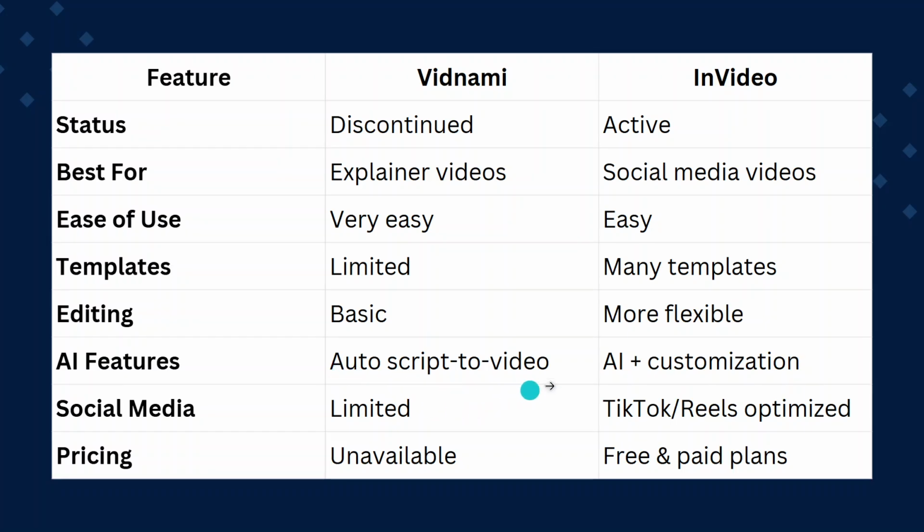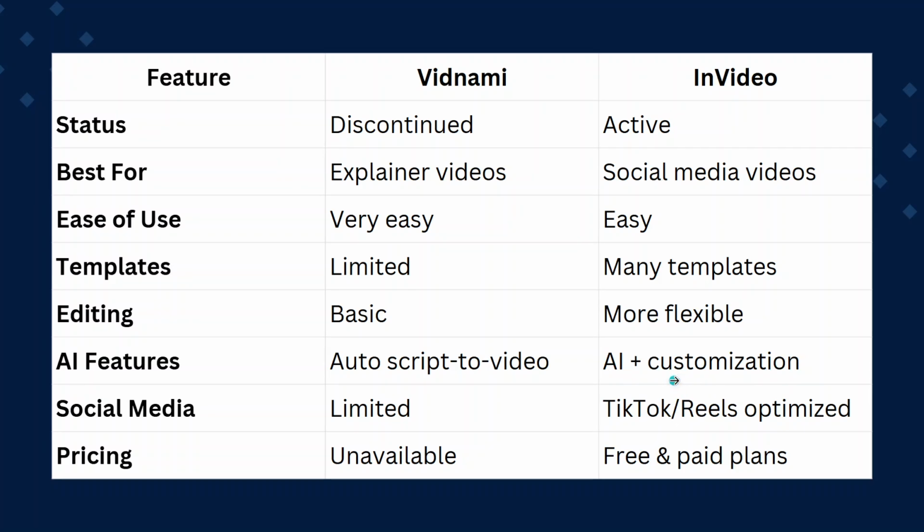On the AI side, Vidnami specialized in script-to-video automation. You'd input your text and it did most of the rest. InVideo combines that style of AI generation with more robust manual editing. You can let AI generate a first draft, then tweak scenes, adjust timings, or replace media to better match your message.